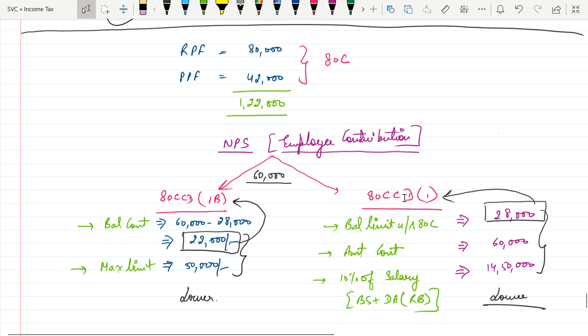Now the assessee will get a deduction of the lower of the following. What are those? Balance limit under section 80C. The total amount of deduction taken by the assessee is 1,22,000, so the balance amount is 28,000. So we will write here 28,000. And the total amount contributed by the assessee is 60,000. And then 10% of basic salary, that is 14,50,000. Now we will take the lower of these, and that is 28,000. So the assessee will get a deduction of 28,000 under 80CCD1.